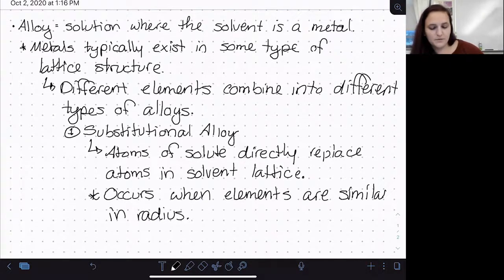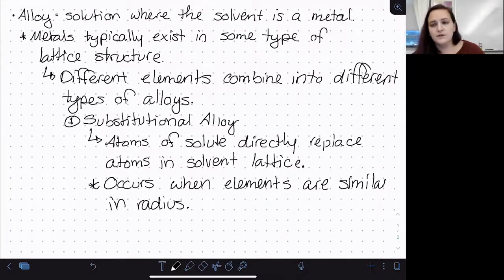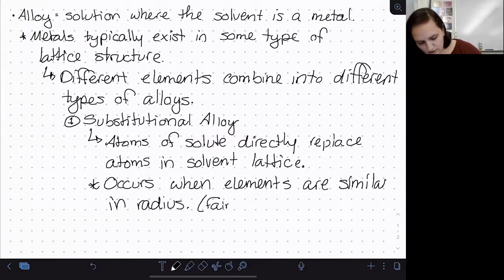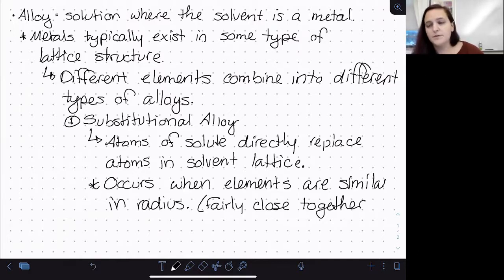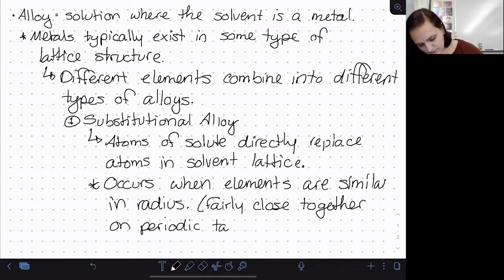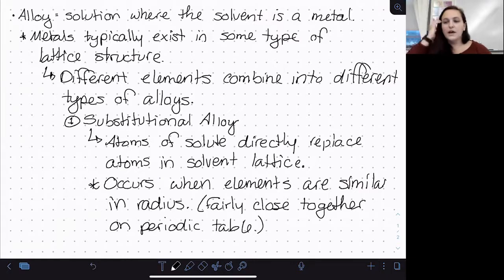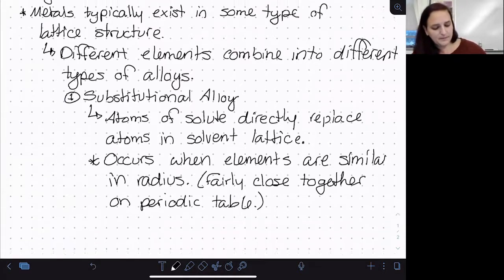And things are going to be similar in radius when they're relatively close together on the periodic table. They don't have to be right next to each other or anything. But the closer they are to one another, the more similar they're going to be in radius. And the less disruption there will be when solute particles replace solvent particles.